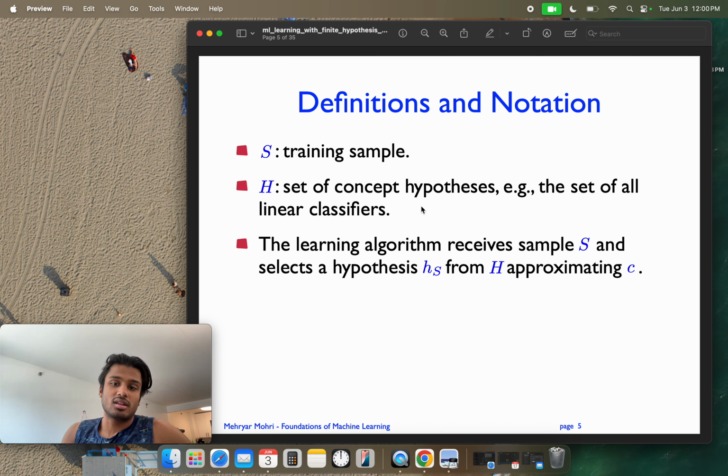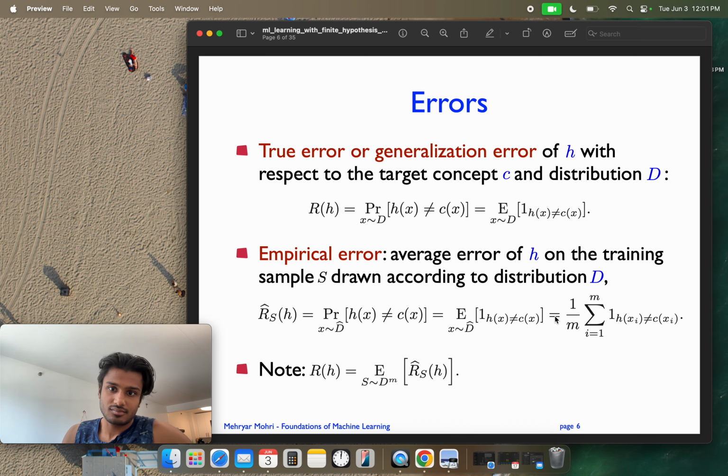The learning algorithm then receives a sample capital S and selects a hypothesis h sub S, because it depends on the sample S, from the hypothesis class. The goal is that it approximates the real target concept small c as well as possible, and we'll define what good means here.